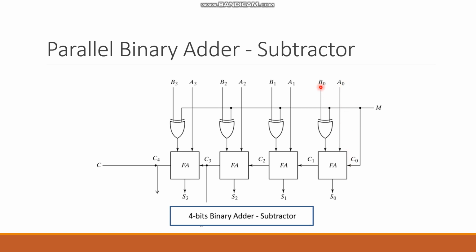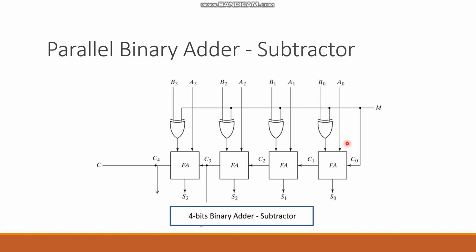Look, the B is coming to the full adder through the XOR gate. So M is 0. If B is 0, 0 XOR 0 is going to be 0. That means the B came through. If B is 1, let's say this one, if B is 1, 1 XOR 0 is going to be 1.